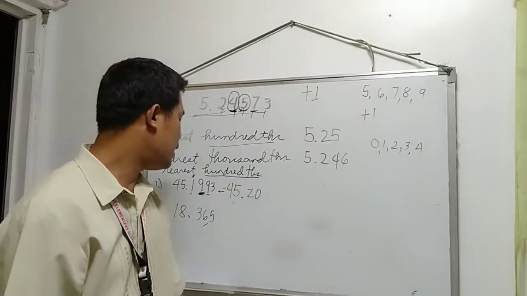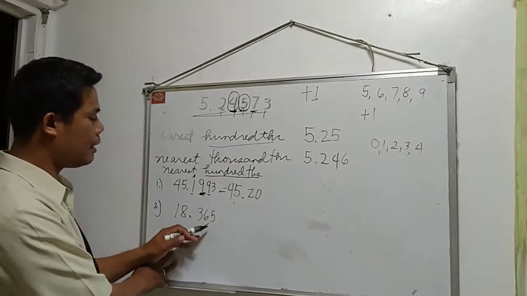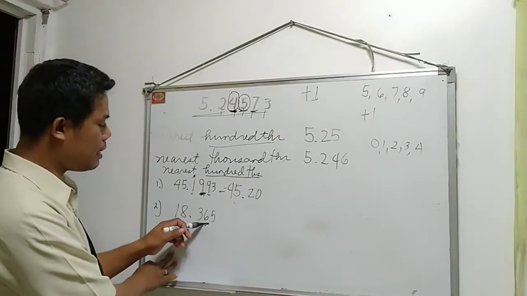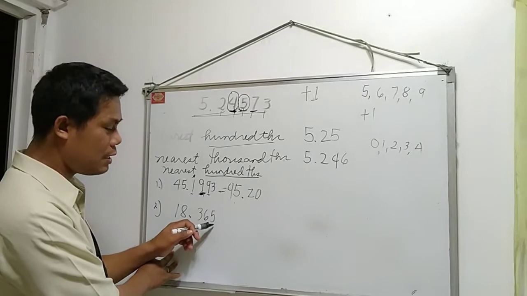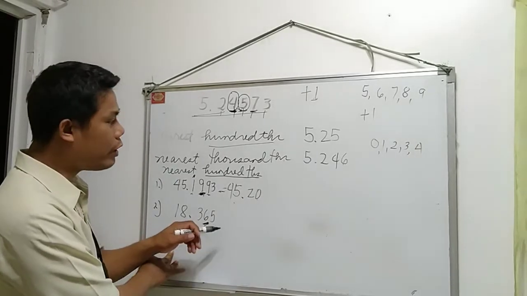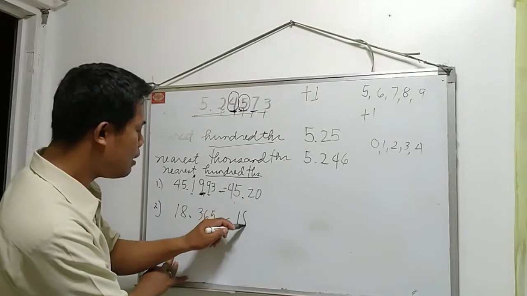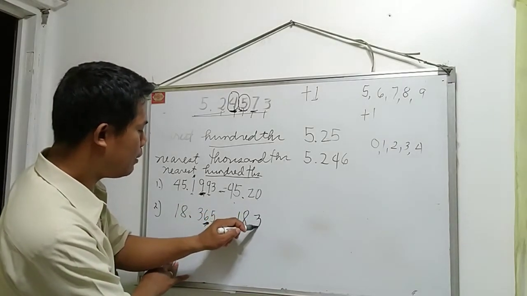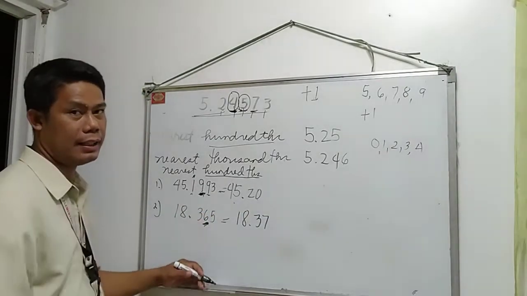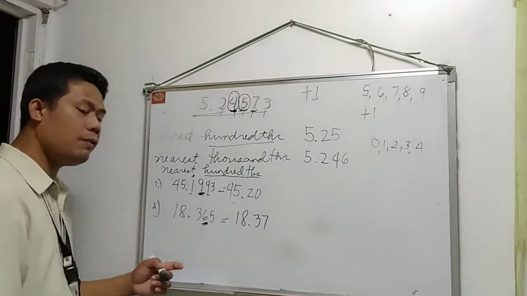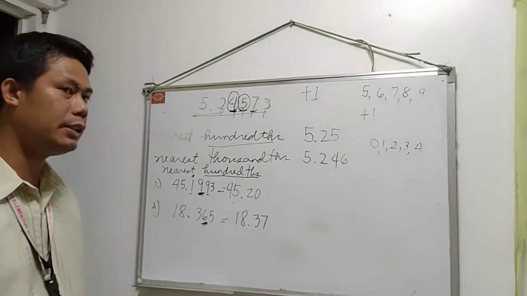Okay? The other example, we have, again, our number is 6. And the right side of 6 is 5. So we're going to add 1 to 6. It becomes 7. So therefore, 18 and 37 hundredths. Can you follow? Okay, very good. Okay, next.